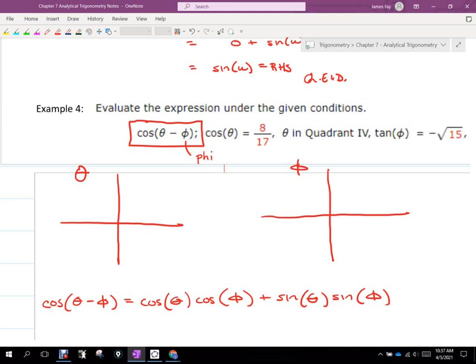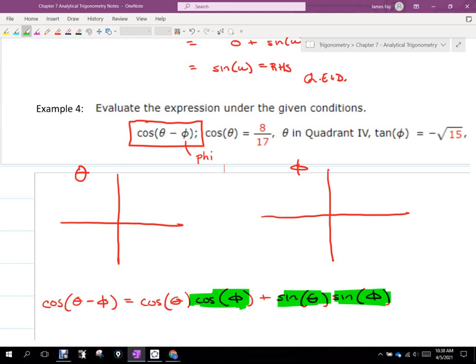8/17, right? So I can replace that with 8/17. Do I know cosine of phi? No. That thing, cosine of phi, I don't know, so I'm going to highlight it. Sine of theta. Do they tell me sine of theta? No, right? I don't know that. And for the same reason, I don't know sine of phi. So I only know one of those three things. But the picture should lead me to knowledge about those three things.